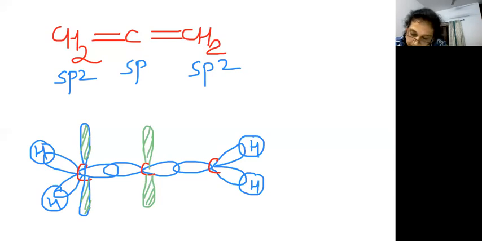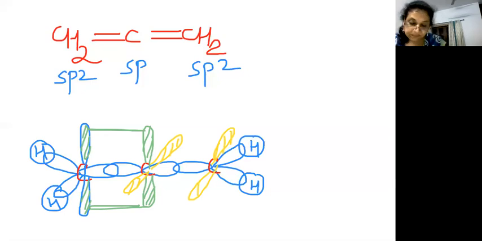These two will overlap, so that makes the pi bond. Now, orthogonal, or at right angle, to this p orbital is another p orbital. So let me make that. So this is orthogonal to the first one. Similarly, this one is orthogonal here. So I have made it. Okay. So now you can see that is the structure of allene.